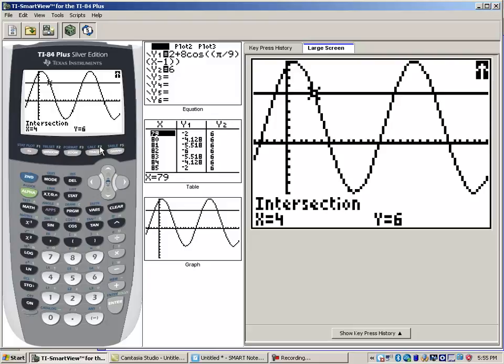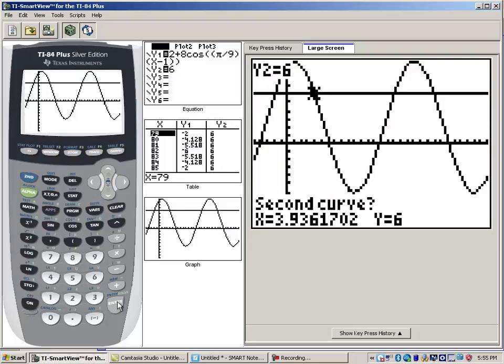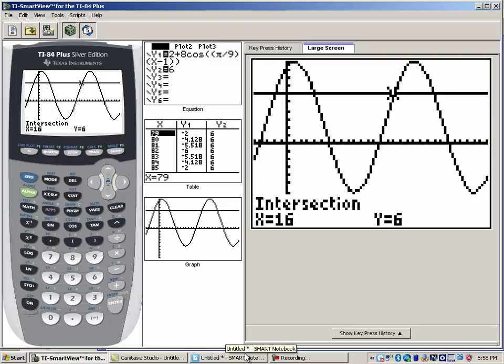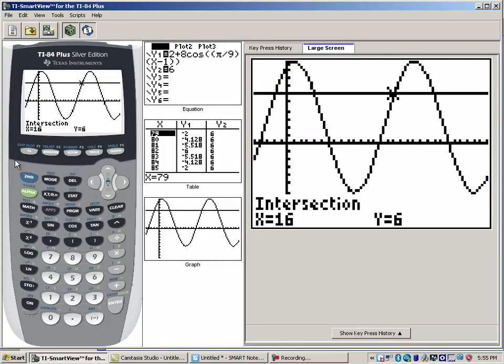And then the next one, first curve, second curve, second curve, guess 16. And believe it or not, the next one is, what did we get? 22? Alright. So anyway, now what I want to do from the calculator is find the values from the calculator.